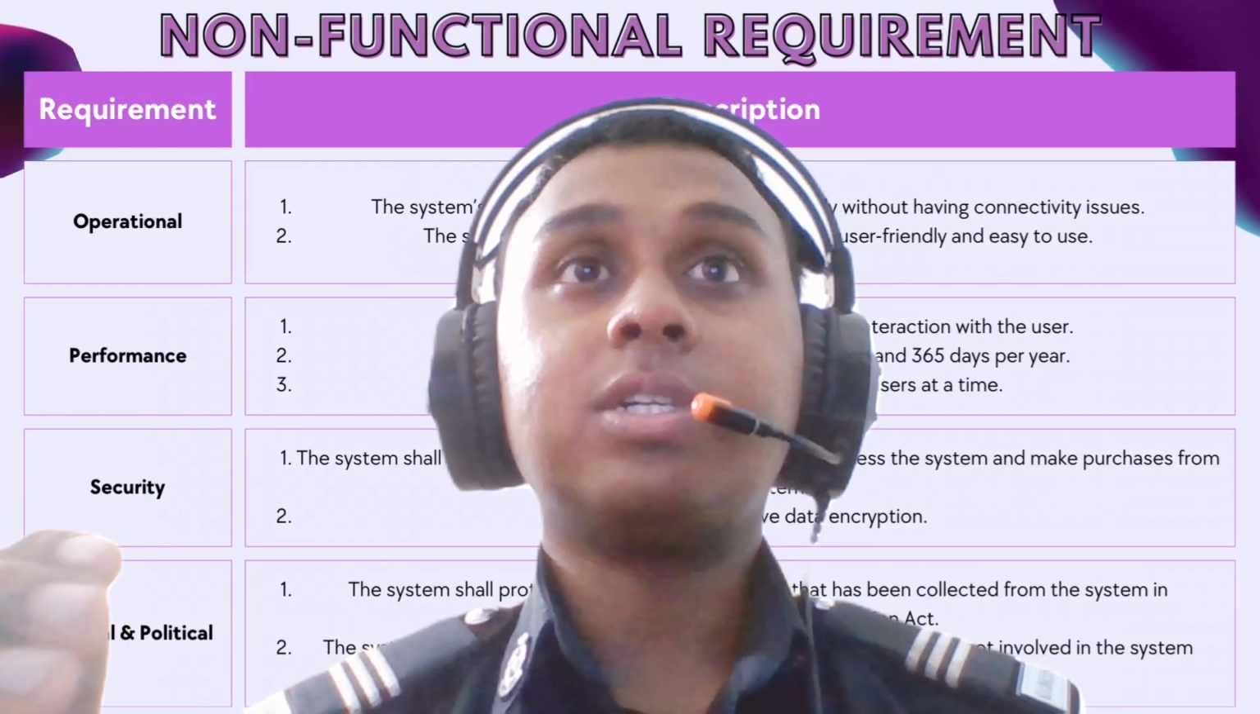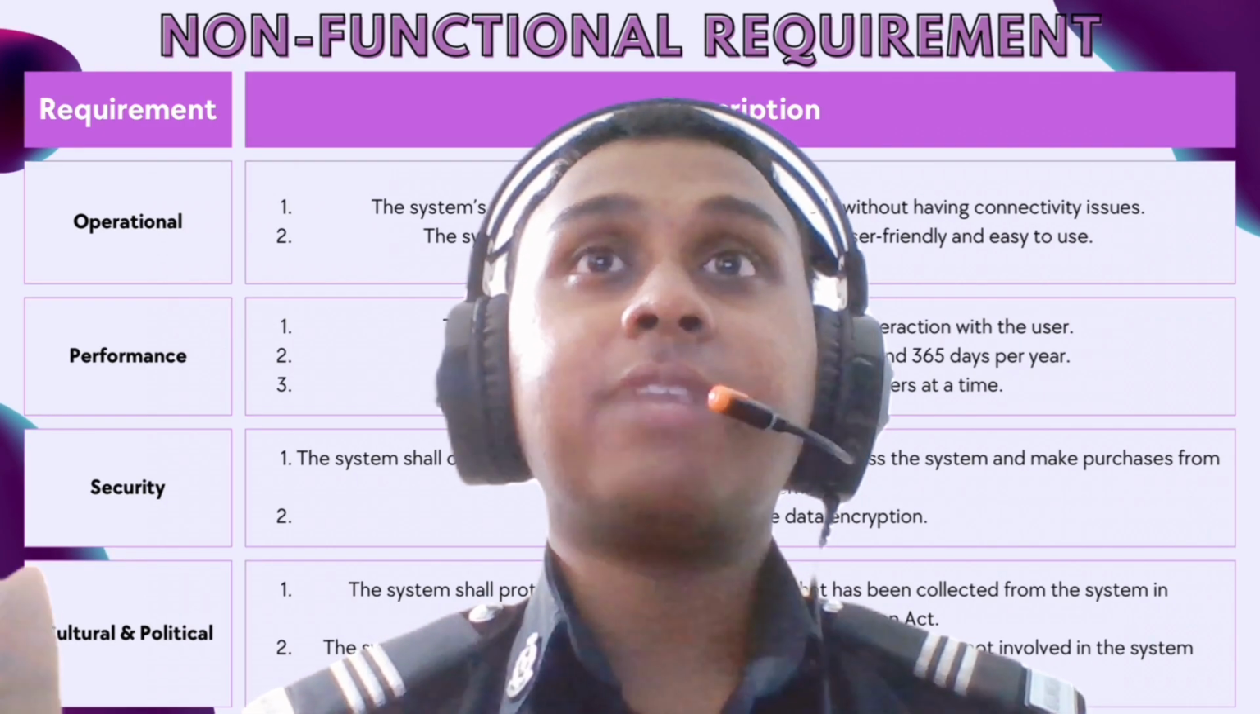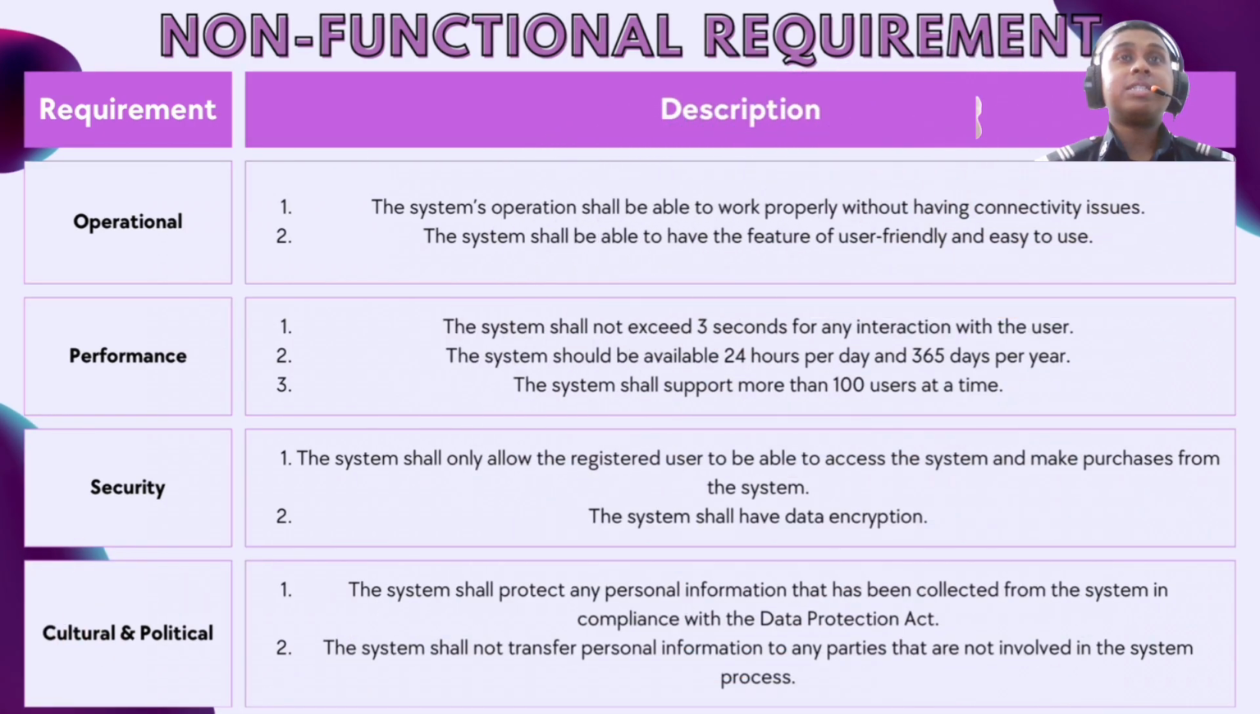Next, we will move to the second system requirement, which is non-functional requirements. As you can see, there are 4 requirements. The first requirement is about operation. The description is that the system operation should work properly without connectivity issues, and the system should have the feature of being user friendly and easy to use. And the second is performance.